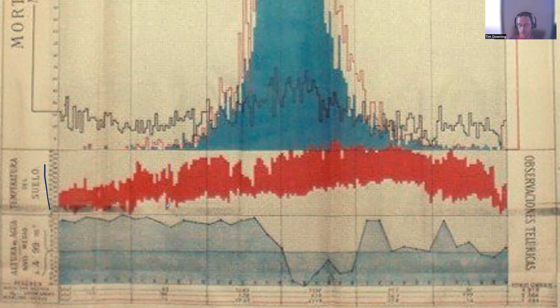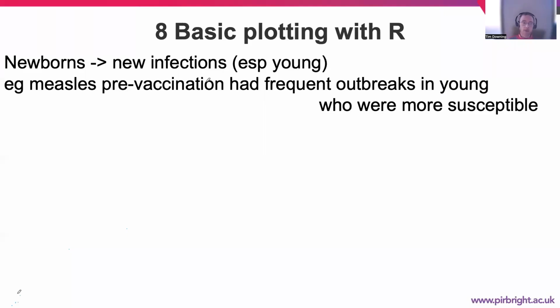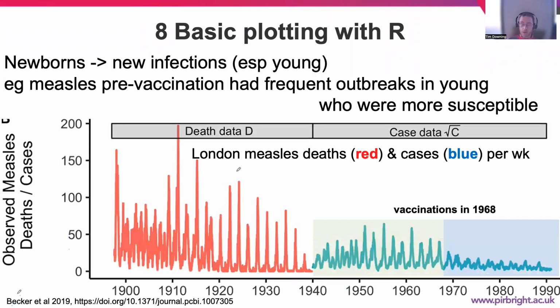Another way we can think about plotting with R is that we can integrate different data sets, especially ones that are maybe over a period of time. We know that young infants are very prone to infections, and we know that measles outbreaks before vaccination was possible were very, very common, especially in younger children who are much more susceptible to it. We know that in London there were high rates of infections before vaccinations were brought in, in 1968. So you can see that intervention here.